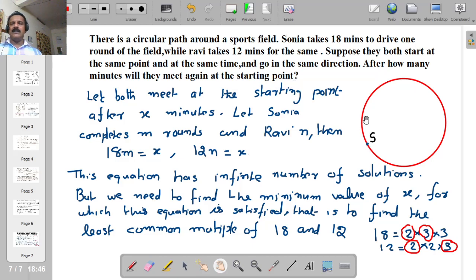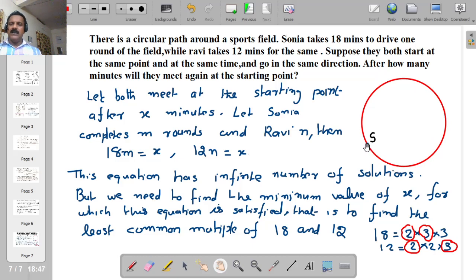This is the circular path. Sonia and Ravi started running from the same point. This is the starting point. Sonia and Ravi started running from the same point at the same time and in the same direction. Sonia completes one round within 18 minutes. Ravi completes one round within 12 minutes.